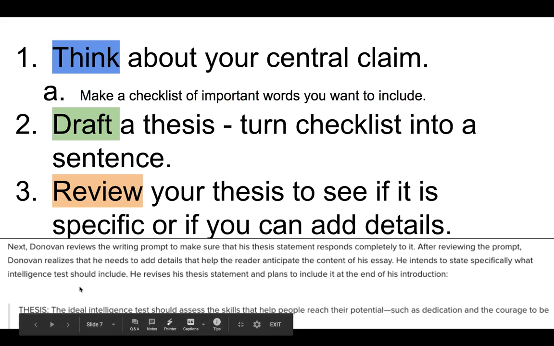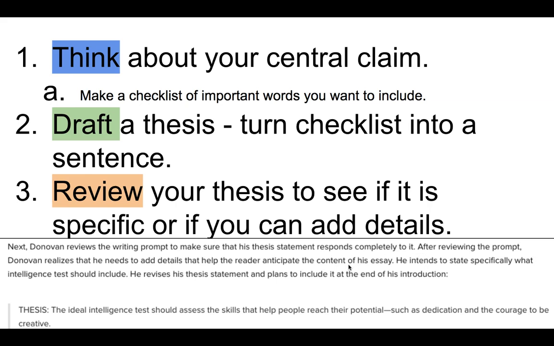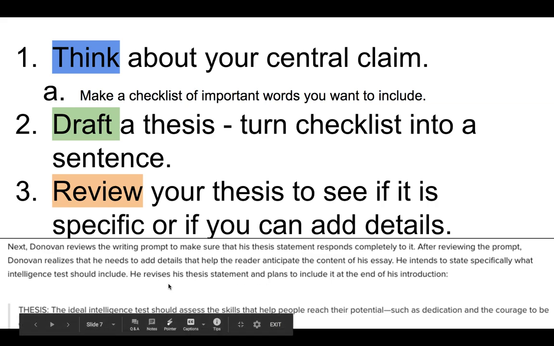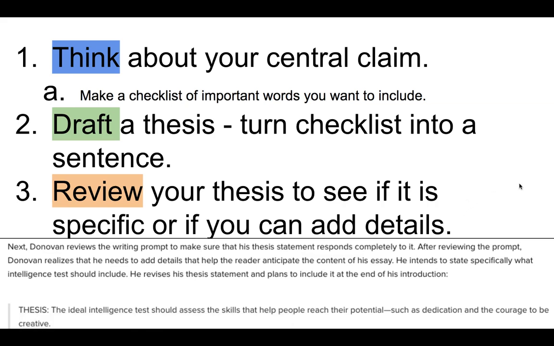So Donovan is really thinking about his thesis statement and wondering, does it say specifically what I want to argue in my essay? And here he's also thinking about where his thesis statement is going to go. So he's going to put it in his introduction, and that's exactly where we saw it in the model that we read in class. So after he reviewed his thesis statement, he actually revised it.